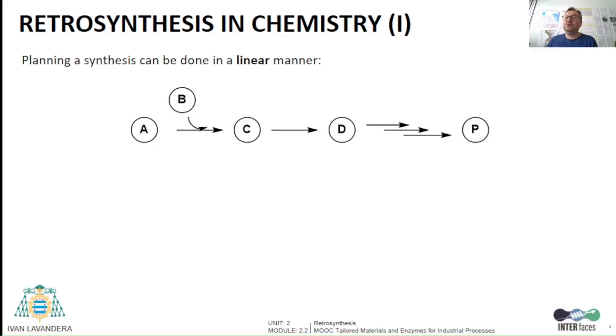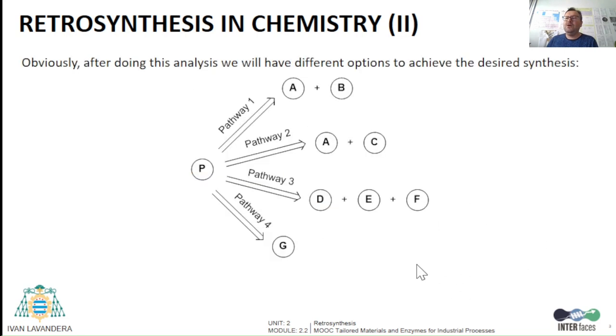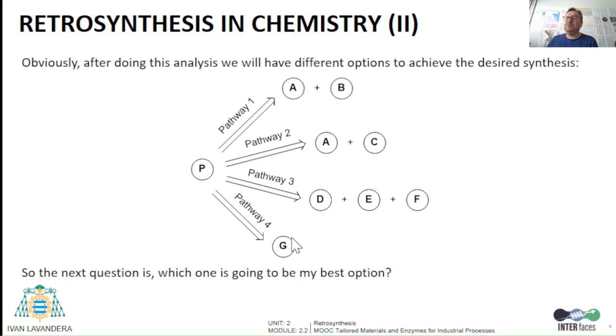When designing a synthetic route, this can be done in a linear manner, starting from a possible precursor and moving forward through different intermediates until the final product is obtained, or it can be made by a retrosynthesis, a concept introduced by Professor Corey last century, which starts from the target product and goes back step by step until suitable starting materials are found. Obviously, after doing this analysis, we can find many different pathways to obtain the desired compound by using different precursors. So the next question is, which one is going to be my best option?